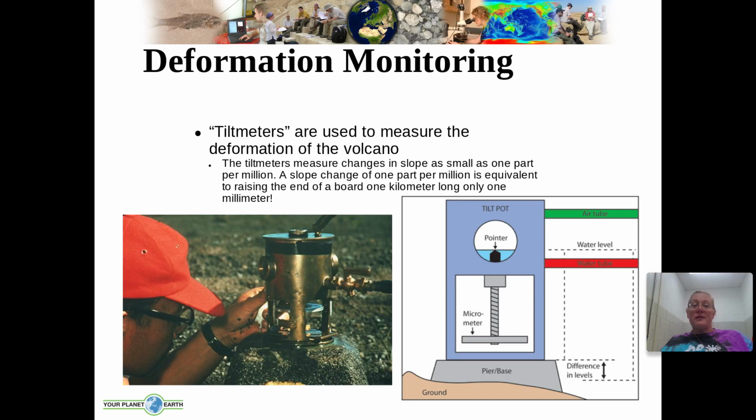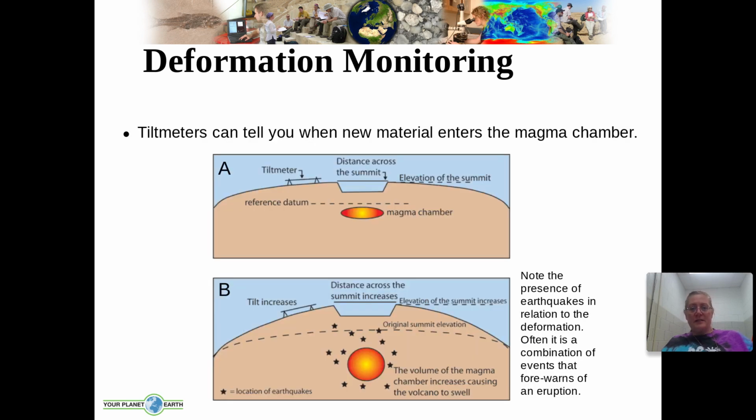Here's one of the instruments we can use to measure. A tilt meter sounds just like it is. It measures the tilt of the ground. The new ones have GPS and electronic devices that will send the signal directly to wherever the humans are, so you don't have to go out and check it. This one is a very simple one where you just check the level, just like a level in your house when you want to hang a picture straight. But this is a little more sophisticated than that, more accurate. And this is how the tilt monitors work.